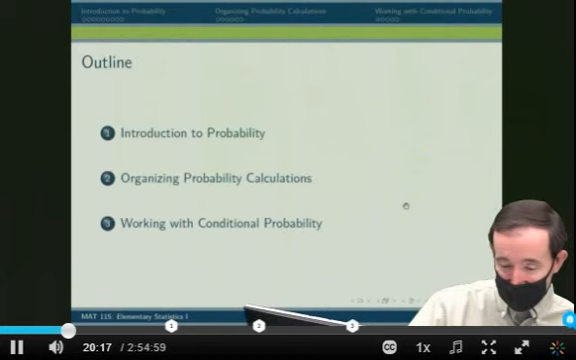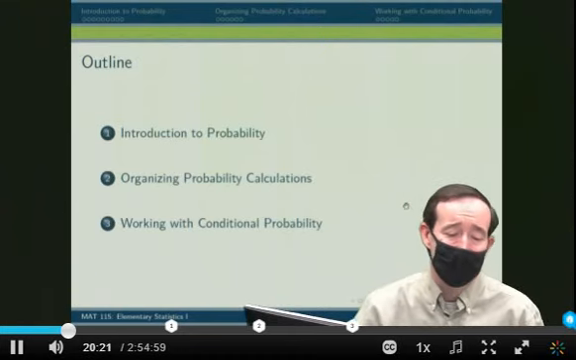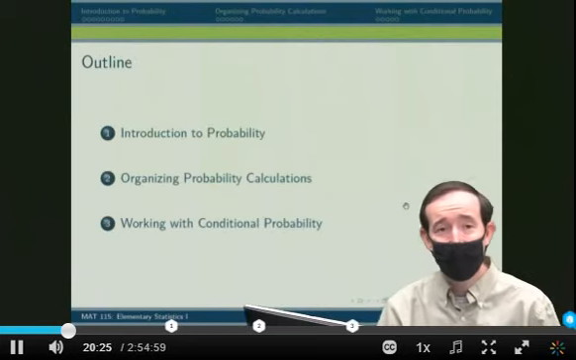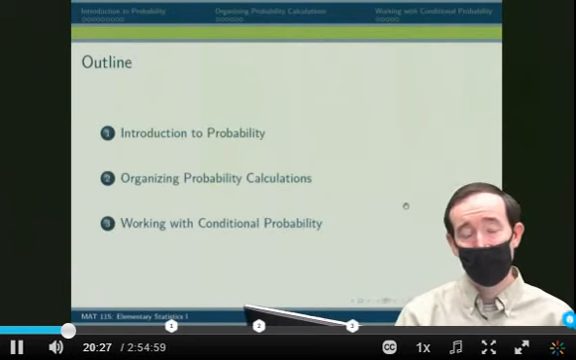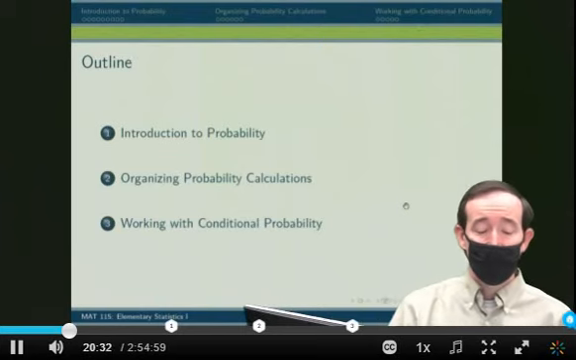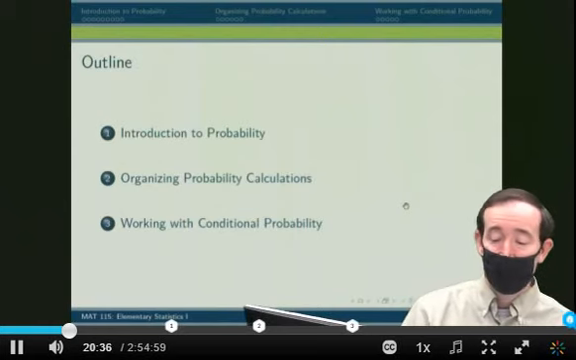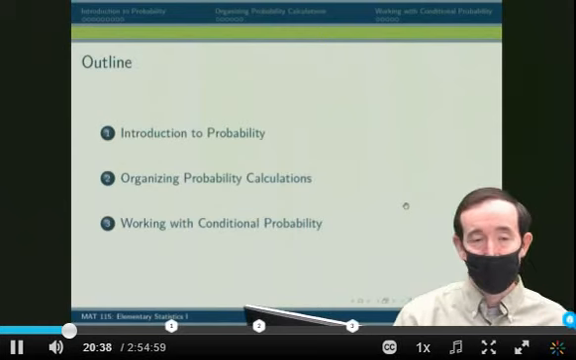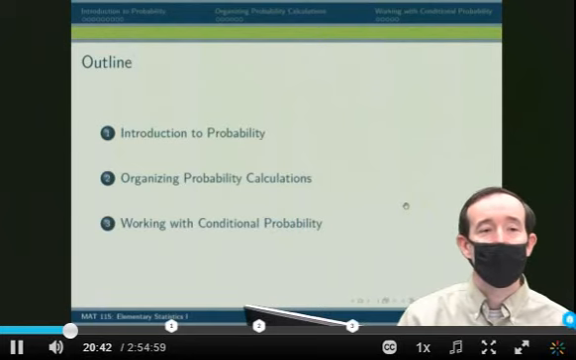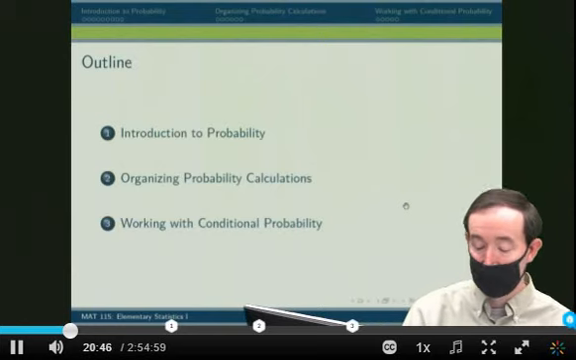Alright, so I will organize this discussion today in 3 parts. The first is just an introduction to the formal theory of probability. What does it mean to calculate a probability? What are we doing there? What kind of notation do we use? And then we'll talk about how to organize calculations that are related to probability. And finally, we'll focus a little bit on conditional probability. Conditional probability is particularly important, and it's not hard to be confused by it. And so I want to take time on that to really make sure it's clear.